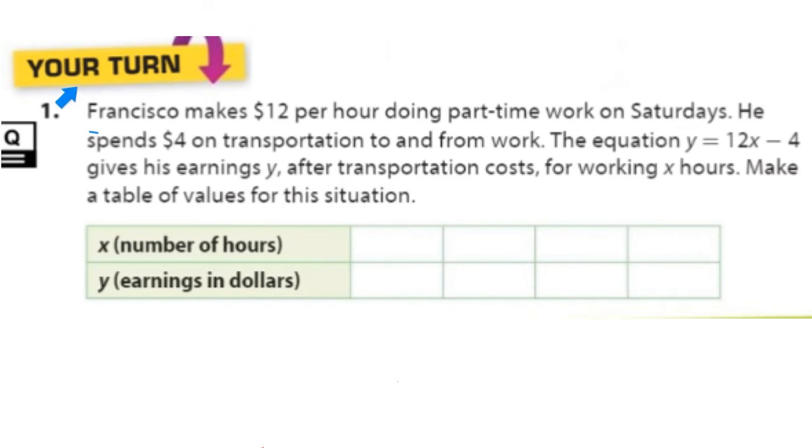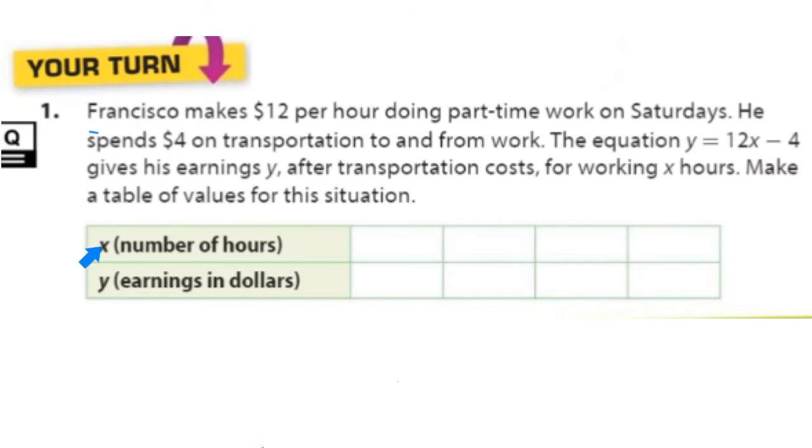So now we have the your turn problem. These are always fun. Francisco makes $12 per hour doing part-time work on Saturdays. He spends $4 on transportation to and from work. The equation y equals 12x minus 4 gives his earnings y after transportation costs for working x hours. Make a table of values for this situation.